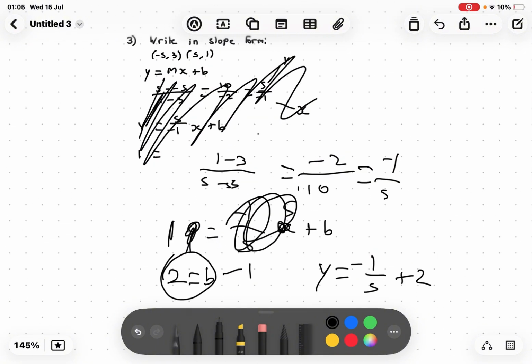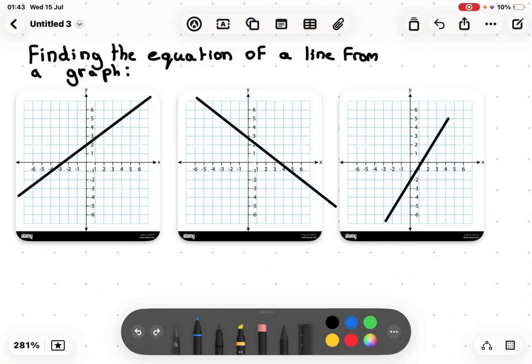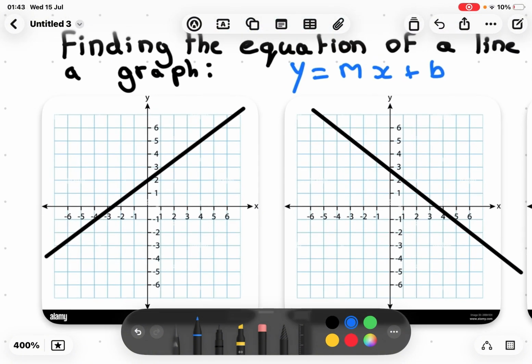Okay, goodbye. Hello everyone, and now we're going to look at finding the equation of a straight line from a graph. Finding the equation of a line from a graph. Basically, we're going to use the regular equation, this is the equation that you should be using. So let's go for the first one.